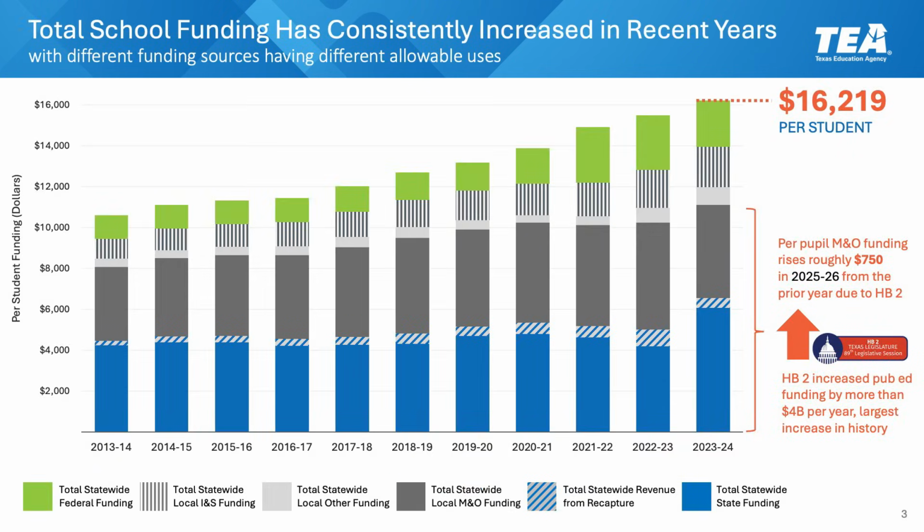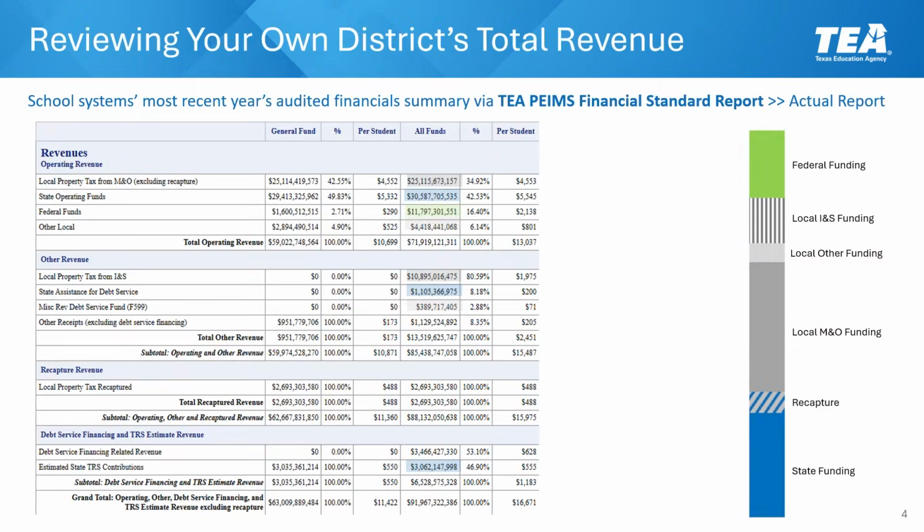You can see that district funding has increased in the last 10 years. This last year, which is the most recent year that we have from audited and PEIMS data, the amount was $16,219 per student. In the 25-26 year, from the most recent legislative session, they increased that by $750 per student. And overall, that'll be an increase of approximately $4 billion per year, which is the largest increase in history.